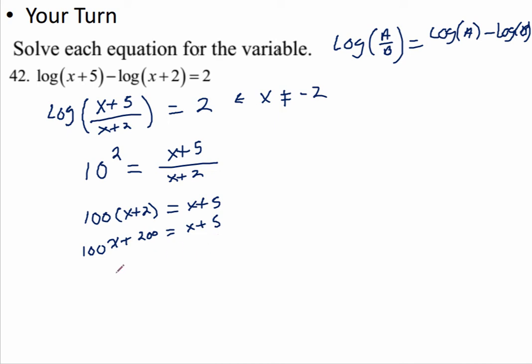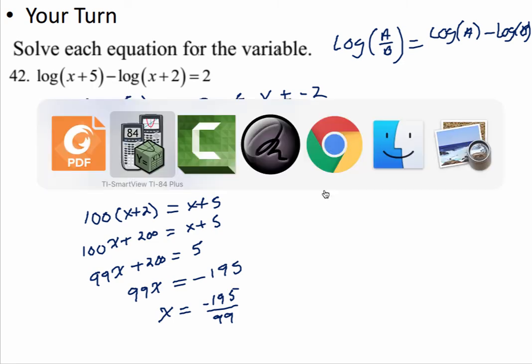Okay, so let's go ahead and subtract x from both sides. If we do that, we get 99x plus 200 is equal to 5. And we'll subtract 200 from both sides, and we get 99x is equal to minus 195. And then divide both sides by 99, and we get x is equal to negative 195 over 99. All right, so we need to go back and check that and make sure that actually works, okay? In other words, does it actually give us a solution or not, okay?